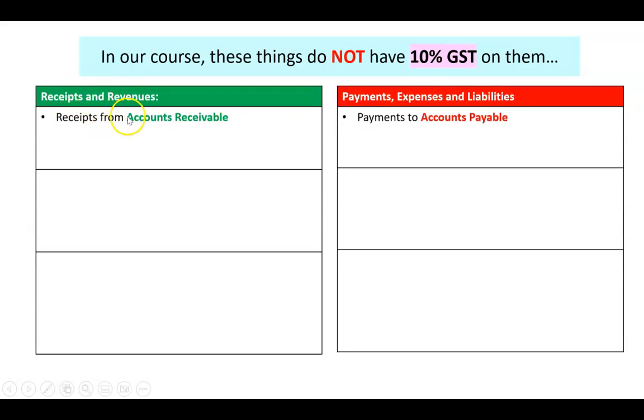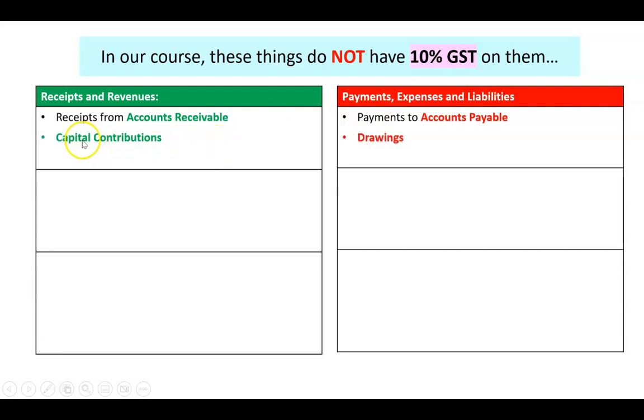So when I get a receipt from an account receivable, someone that owes me money, that will not have GST on it. Likewise, when I pay an account payable because I owe them money for buying inventory, that won't have GST. Now that can be really confusing to understand why. We're going to deal with that in separate videos later in the course. But you can see they're kind of opposites of each other. When I get a receipt from an account receivable, no GST. And the opposite of that, when I pay an account payable, no GST.